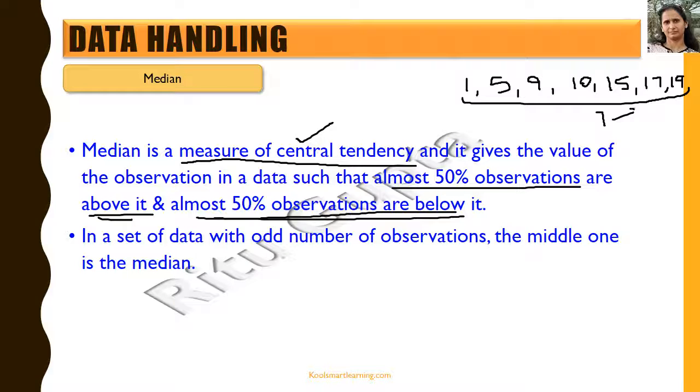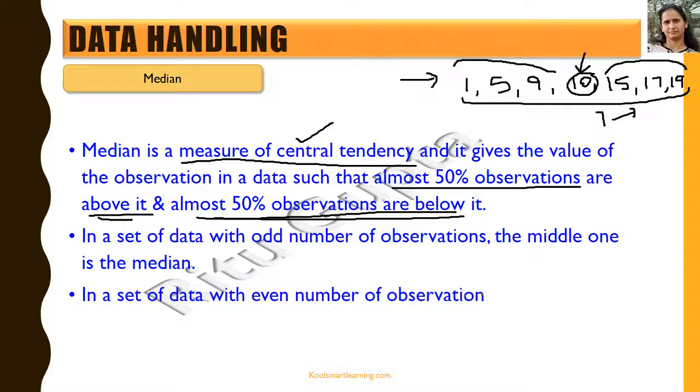Now this is an odd number, so we can say the middle one, which is the fourth data, gives us the median. And when we say fourth, that means we'll first have to arrange this data in either ascending or descending order, and then the middle one will give you the median. So that clearly shows that almost 50%, that is 3 data, is below it and 3 data above it. So it is giving us a central tendency.